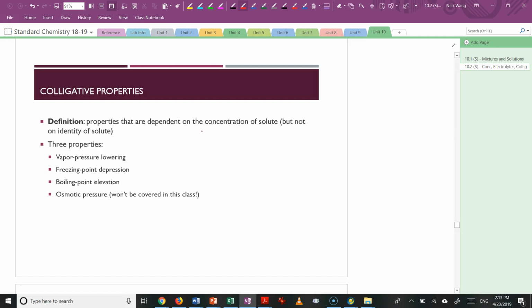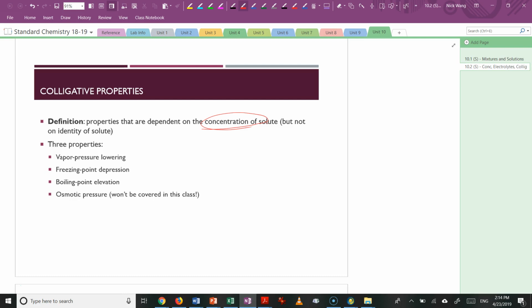Again, these are properties that are dependent on the concentration of solute, right? So the amount of particles per volume, but it has nothing really to do with the actual identities of the solute. Now, we'll talk about how the identity might have an effect in some other way, but really it comes down just to the number of particles. Three main properties that we will cover are vapor pressure lowering, freezing point depression, and boiling point elevation.